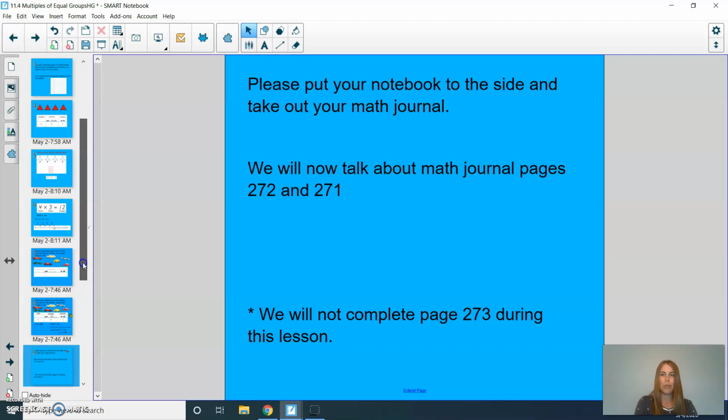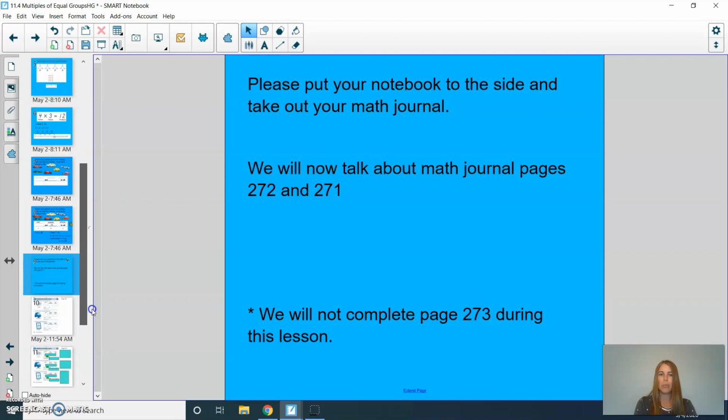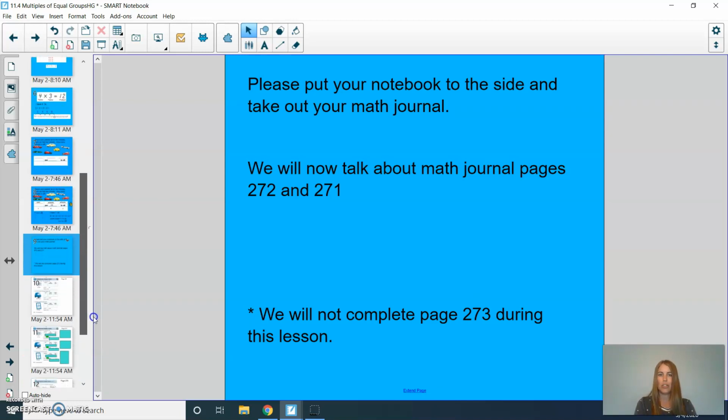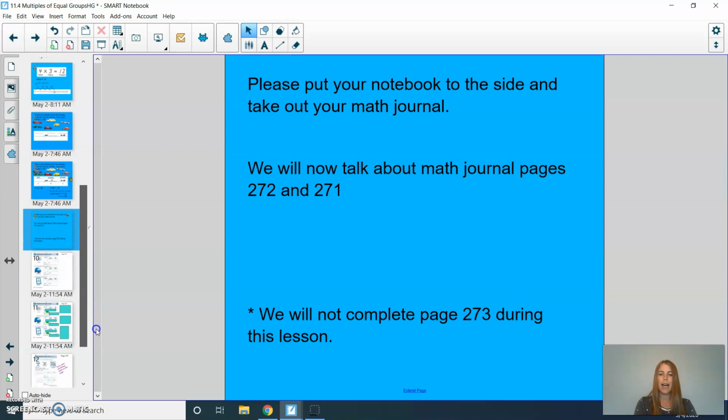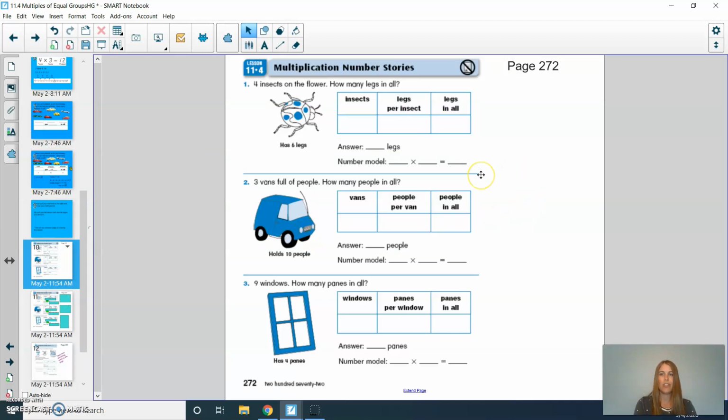So if you can put your notebook to the side and take out your math journal, we will now talk about math journal pages 272 and 271. We will not complete page 273 during this lesson. This is page 272. I want you to take a look at the number story problems, insert the information that you know, and put in your number model. Let's have you try first on your own, and then press play when you're ready to hear the answer.